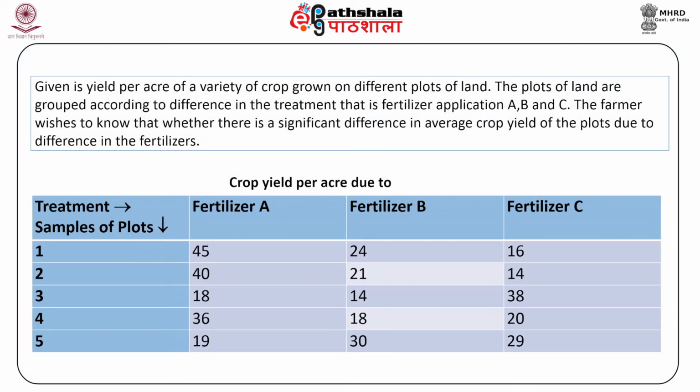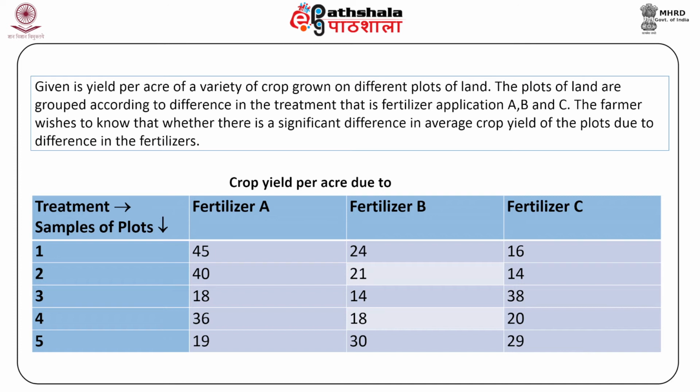Suppose we are given a yield per acre of a variety of crop grown on different plots of land. The plots of land are grouped according to difference in the treatment, that is fertilizer application, A, B and C. The farmer wishes to know whether there is a significant difference in average crop yield of the plots due to difference in the fertilizer. Now, this can be written in a tabular form.